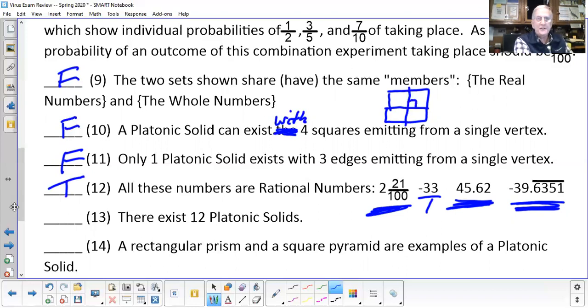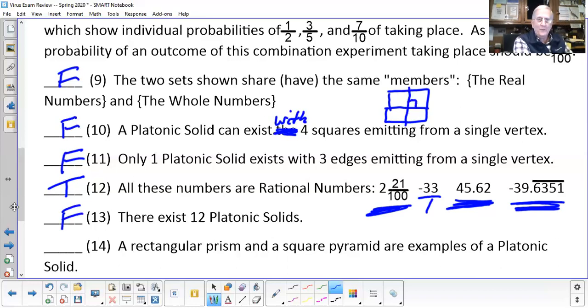There exist 12 platonic solids. What does your platonic fact sheet tell you? There are only how many? There are only 5. Okay, so this is definitely false.